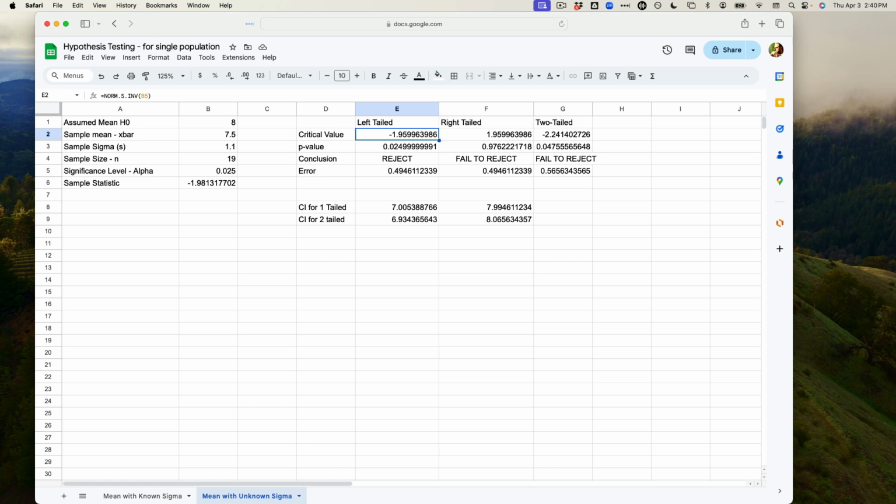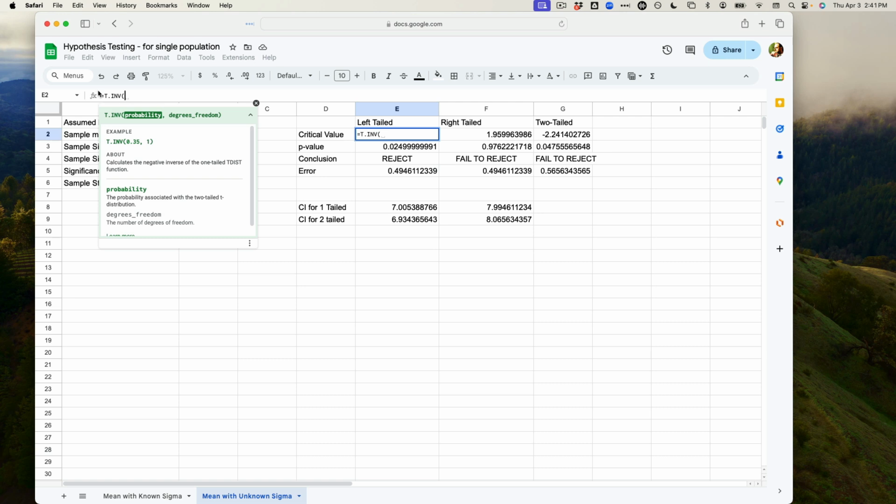And with that, here's what we do. Remember? So here I need to replace this with the t inverse distribution. So this will be equal to T.INV. Okay, we'll start with T.INV, and let's see what it does. Again, sorry about that. I need to look up the help. Okay, so it calculates the negative inverse of the one-tailed t distribution.